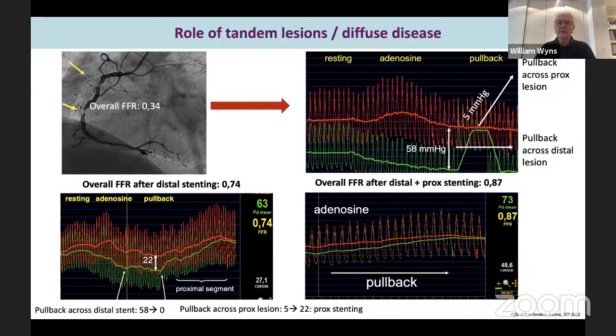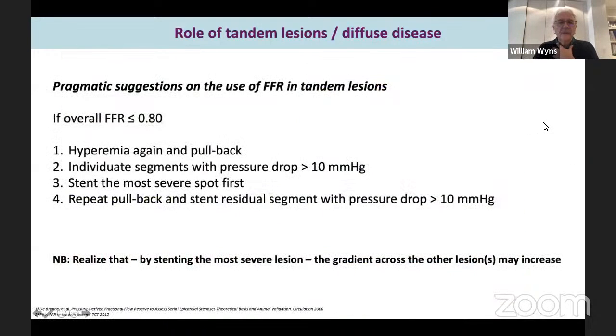Meaning what I just told you, what matters is to correct and try to restore the conductance of the epicardial vessel to the highest possible level, which is 1, no obstacle at all. And in many cases, it will not be possible because there is diffuse disease, like in this case, as shown during pullback from the gradual increase of the pressure from the distal to the proximal when you go towards the coronary ostium. So that's the point that I wanted to make about the tandem versus diffuse.